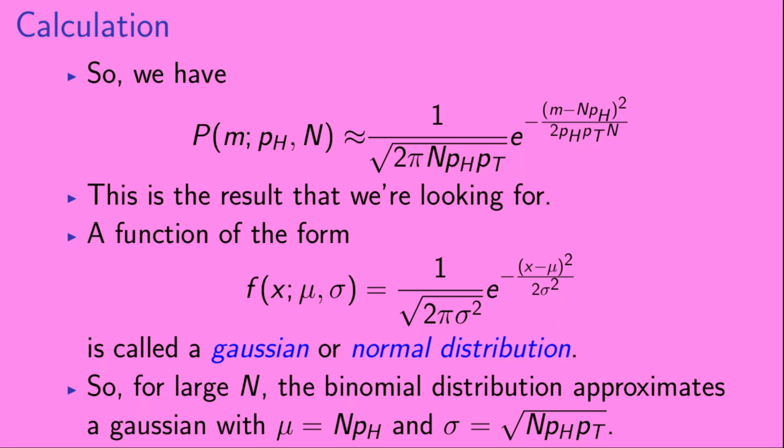But let's note that a function of the form f of x given mu and sigma, 1 over the square root of 2 pi sigma squared times e to the minus (x minus mu) squared over 2 sigma squared, is called a Gaussian, or normal distribution. So for large n, the binomial distribution approximates a Gaussian with mu equal to n pH and sigma equal to the square root of n pH pT.